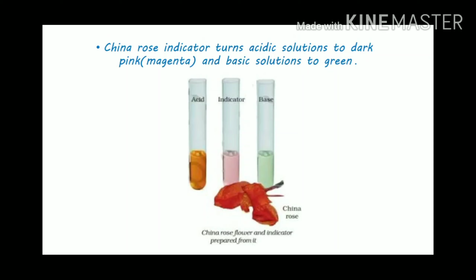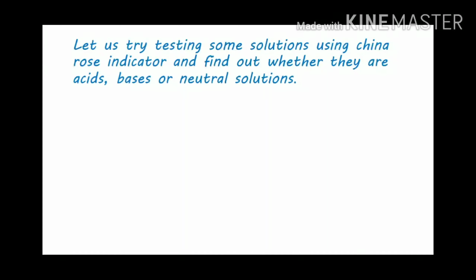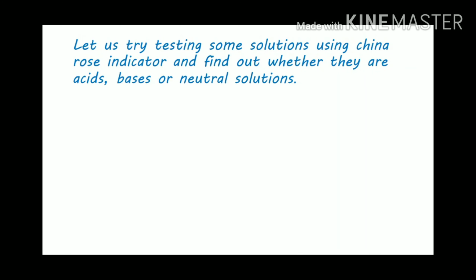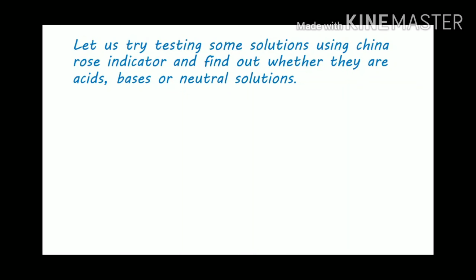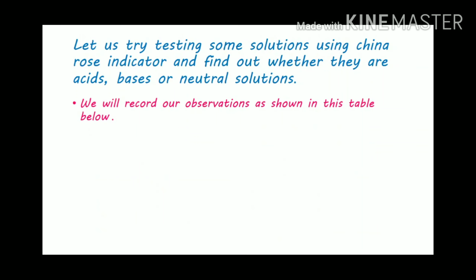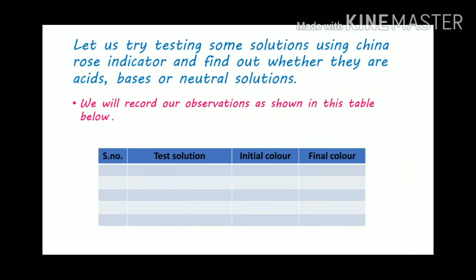China rose indicator turns acidic solutions to dark pink or magenta and basic solutions to green. Let us try testing some solutions using China rose indicator and find out whether they are acids, bases or neutral solutions. We will record our observations as shown in this table below.